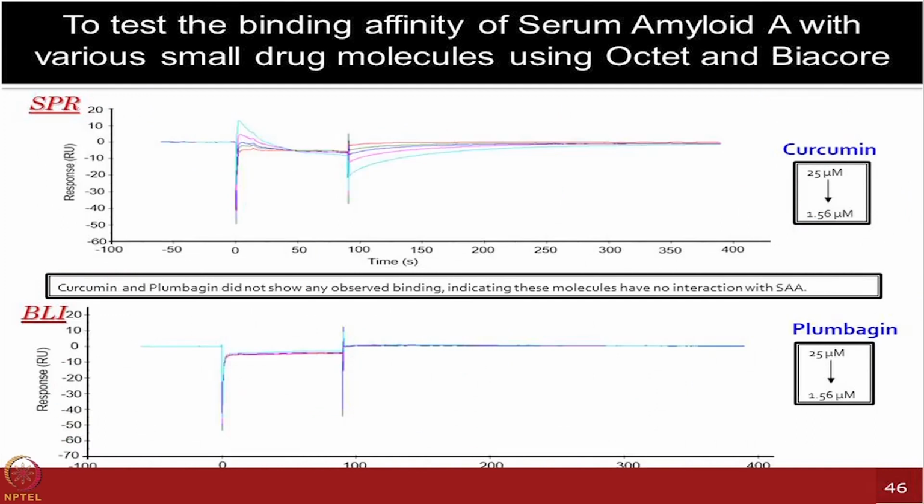We also tested another drug, shown here, curcumin and plumbagin, which we are testing against some bacterial protein, and we are seeing the changes are pretty close coming from both the platforms.